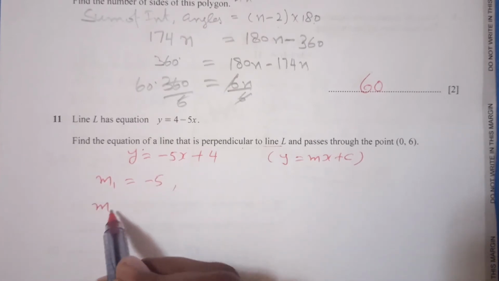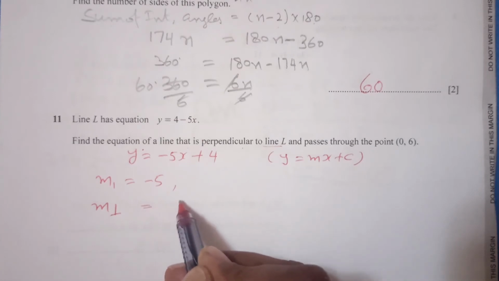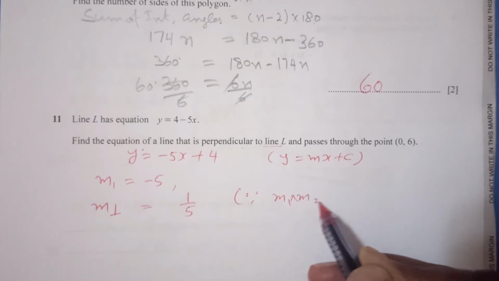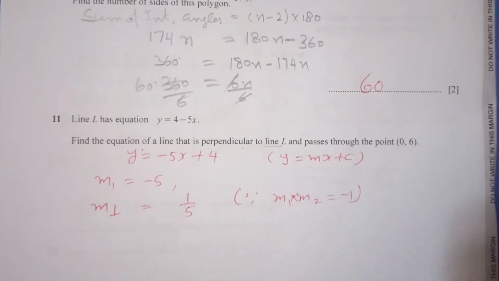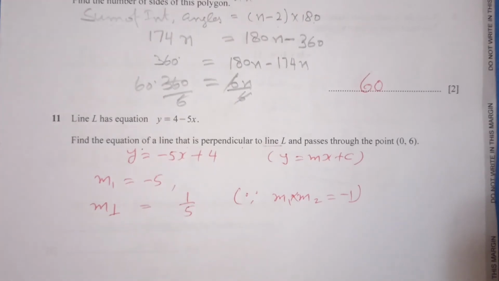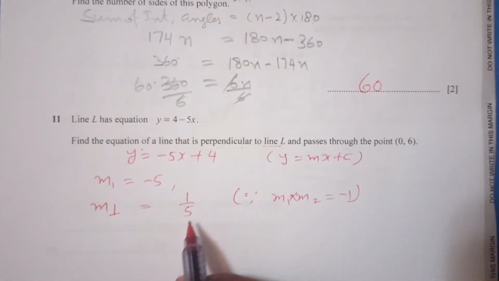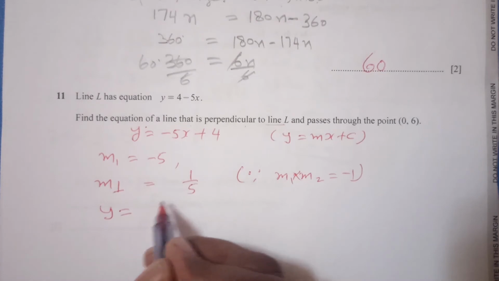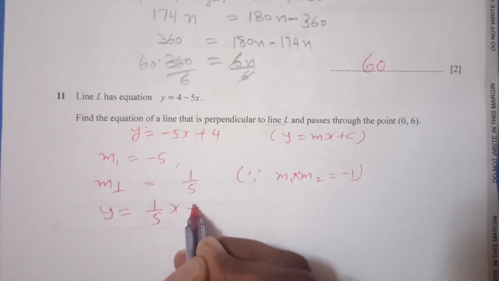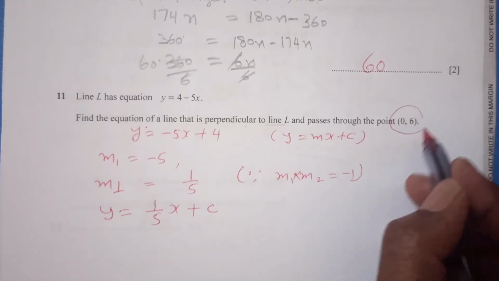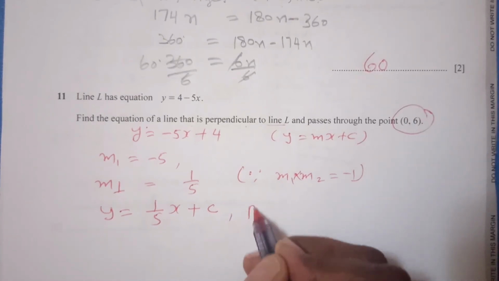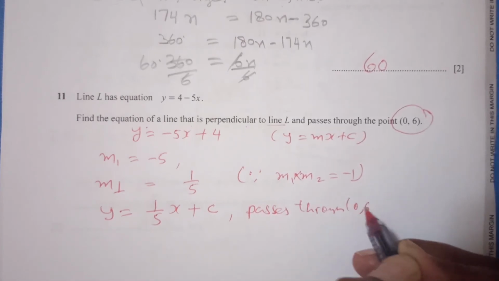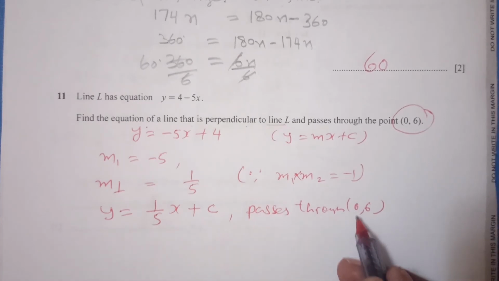So the gradient of the line which is perpendicular will be, because the product of the gradients of two perpendicular lines is always negative 1, right? So this one is negative 1 over 5. So the equation of the new line will be y equals mx plus c. Now m is this negative 1 over 5, and c, and it passes through 0, 6, right? So that means this is x and this is y.